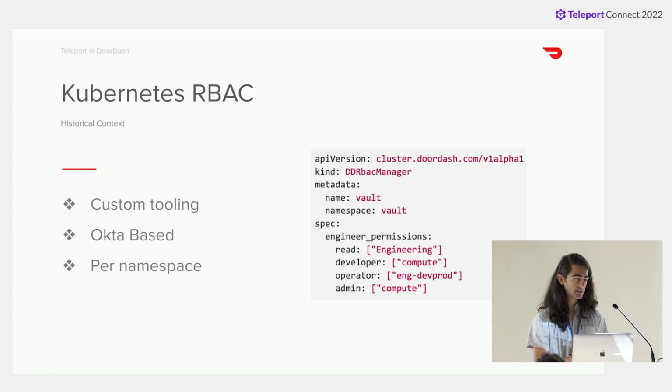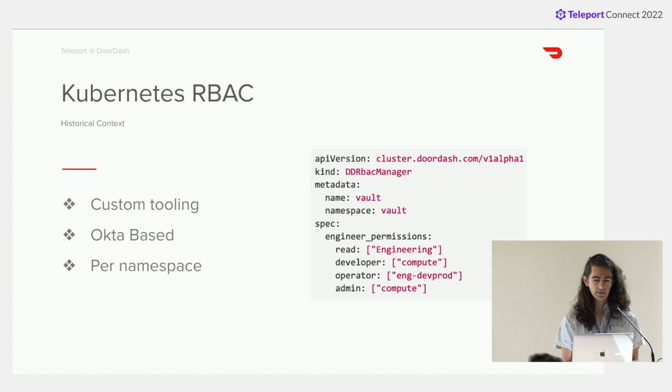Lastly, how we handled Kubernetes RBAC. We basically built a custom operator that allowed us to map different levels of permissions to different Okta groups. And this happened on a per namespace level. So basically you could delegate read, developer, operator, and admin permissions, which gave various levels of permission.